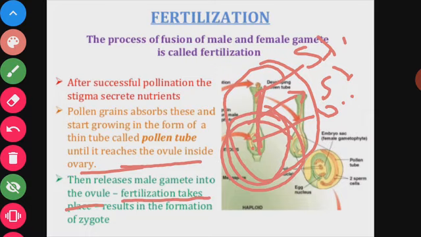When fertilization takes place, there is the formation of the zygote. When the fusion of male and female gametes takes place, that is known as fertilization. After fertilization, formation of the zygote takes place.